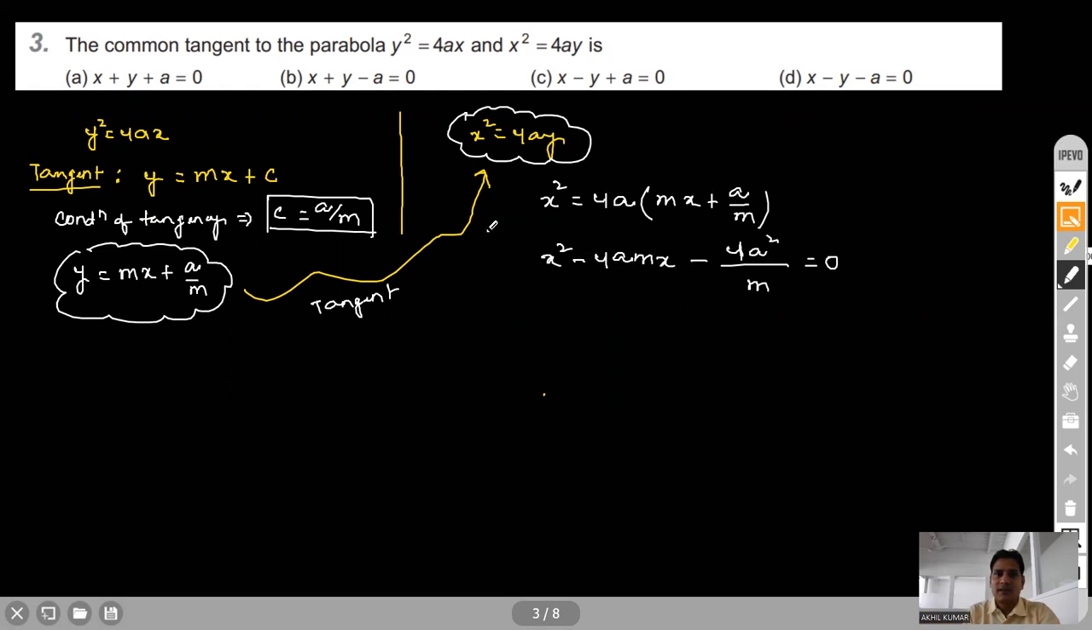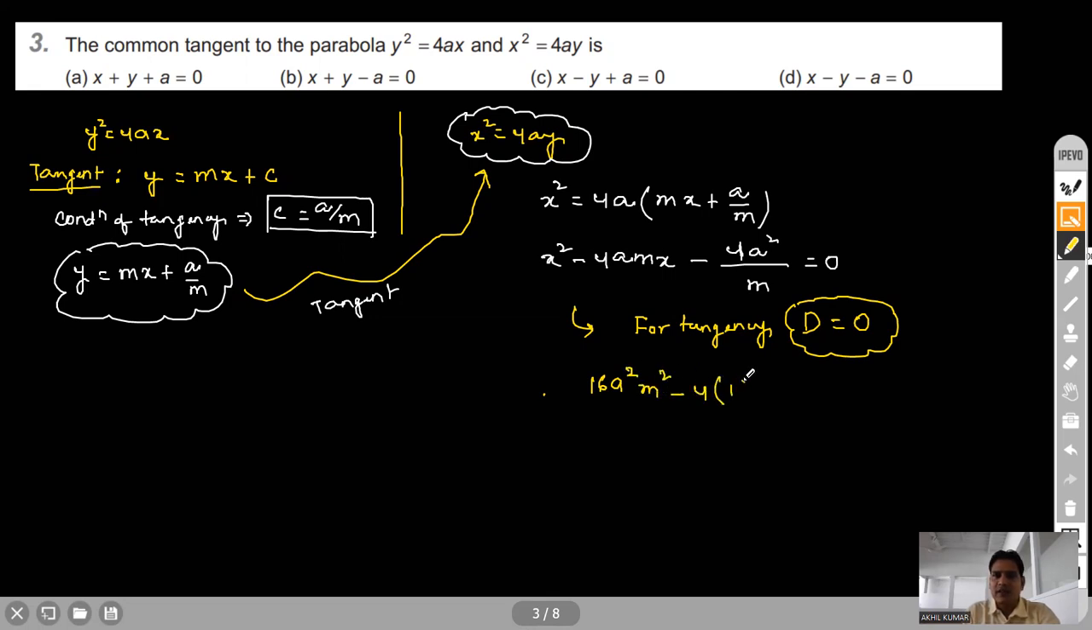For this line to be tangent, or for tangency, there must be only one value of x. This quadratic must have only one root, both roots will be equal and real. So for tangency, the discriminant of this quadratic must be equal to zero. The discriminant is b square minus 4ac, so this will be 16a square m square minus 4 times a, which is 1, times c, which is minus 4a square upon m. This must be equal to 0 for tangency.